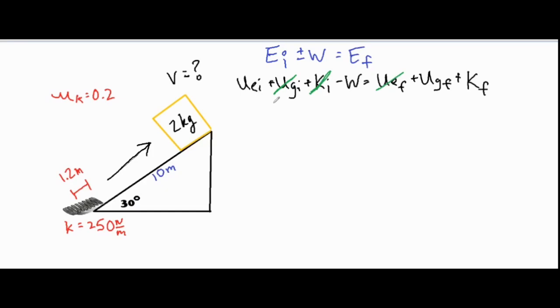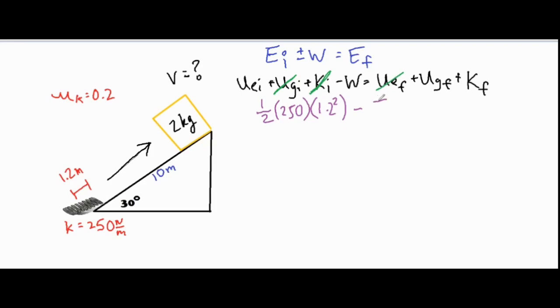And it's going to look like this. For elastic potential energy, it's 1/2 kx squared: 1/2 times the spring constant of 250 times the x value, which is how much the spring is compressed or stretched. So we have 1/2 kx squared for that one. And then we have minus the work. So this is going to take a little bit more of a side calculation.